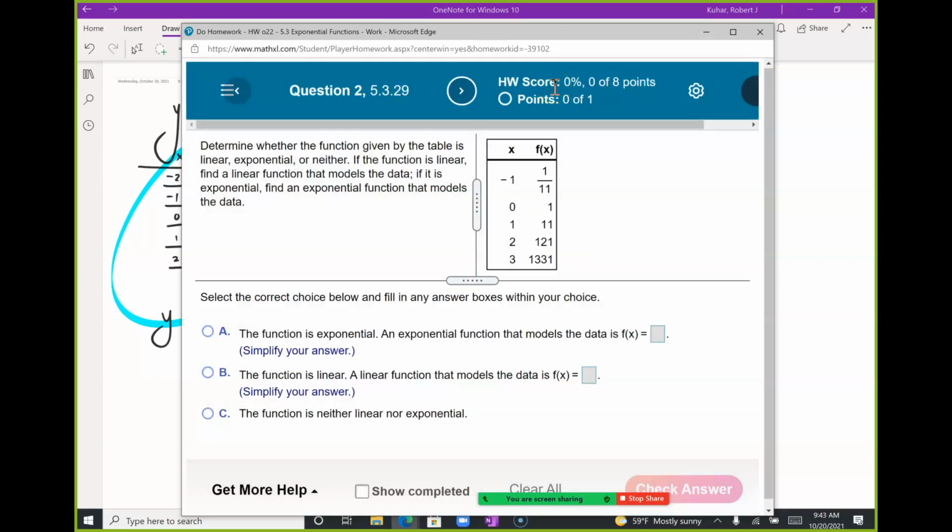For the exponential, I need everything to be multiplied by the same number. For the linear, I need everything to be adding the same number. This one, what do you think? Am I adding the same thing? 1 plus 10 is 11. Is 11 plus 10 121? No. So the next thing I'm asking is, am I multiplying by 11 every time here? Yes. So I'm pretty sure my base is 1 over 11. The base is 1 over 11 for this particular function.